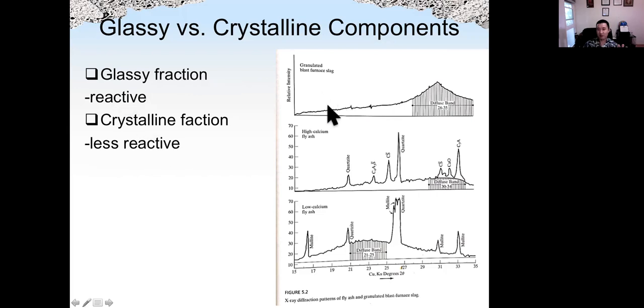More glassy fraction means it does not have very distinguishable peaks. Instead we have this so-called diffusion band. For example, a slag, this material will be more glassy or more reactive.